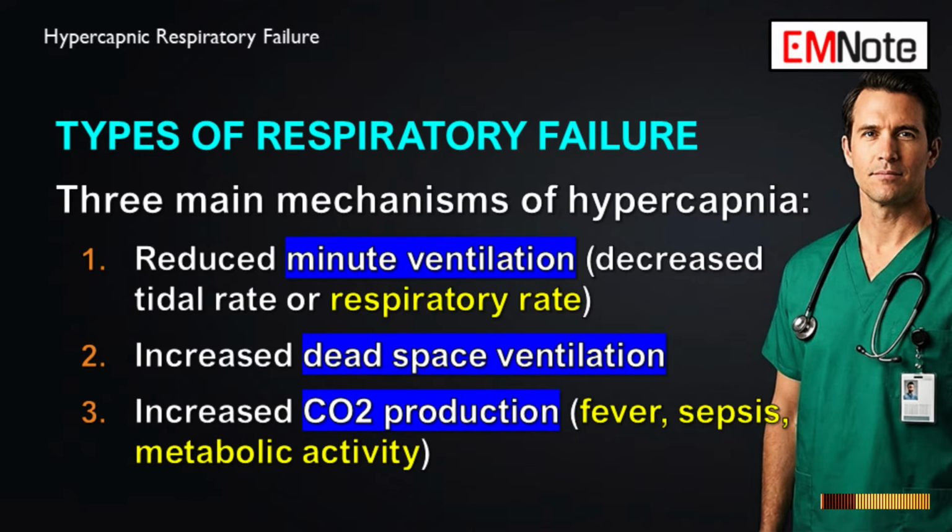Let's break down that first one. Reduced minute ventilation, that seems like the most direct cause. It is. So minute ventilation is just your tidal volume times your respiratory rate. How much you breathe in one breath times how many breaths you take. Exactly. If either of those numbers drops, if you start taking slow, shallow breaths, the amount of air reaching the alveoli just plummets. What kind of patient does that? What are the big clinical causes here?